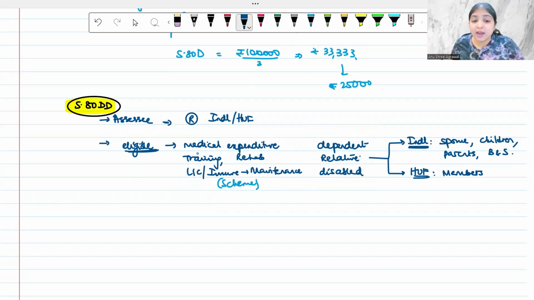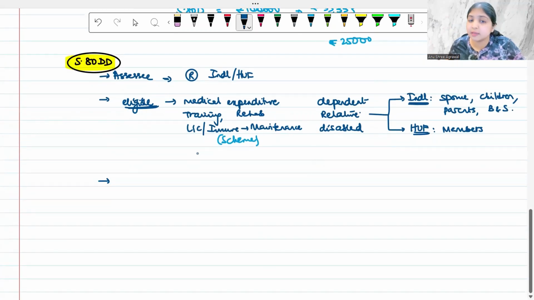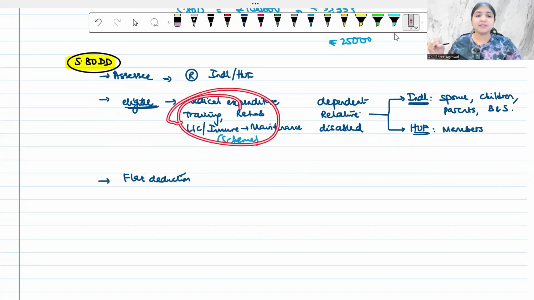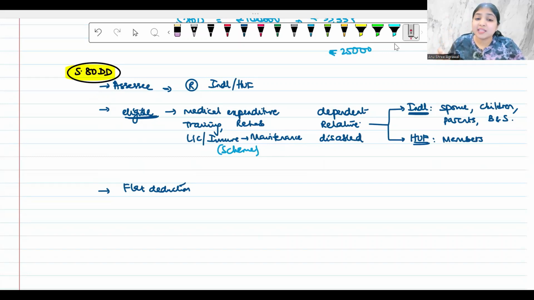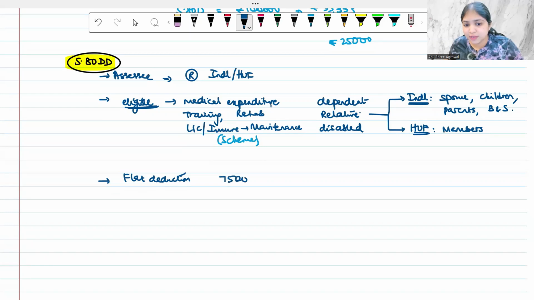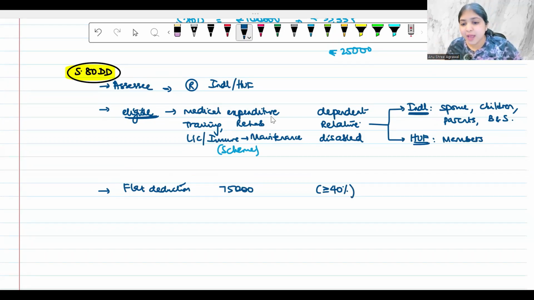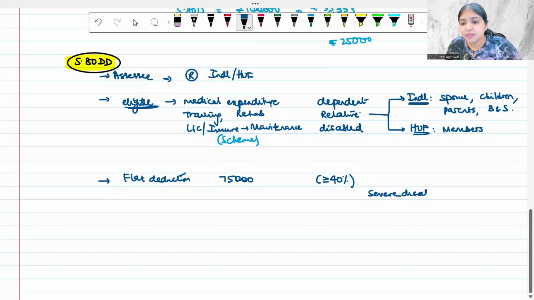Now, we don't care how much expense assessee has actually incurred. We will give the assessee a flat deduction. See, assessee would have definitely incurred some expense, but how much expense he has incurred does not matter to us. Irrespective of how much expense he has incurred, we will give him a flat deduction of 75,000 if the disability is at least 40%. However, if it happens to be severe disability, meaning the disability is at least 80%, then we will give a flat 1,25,000 deduction.